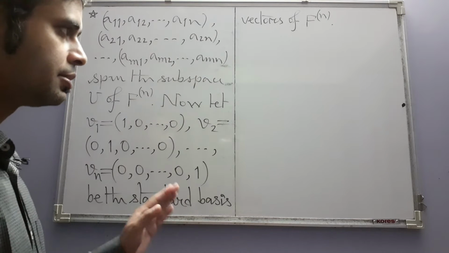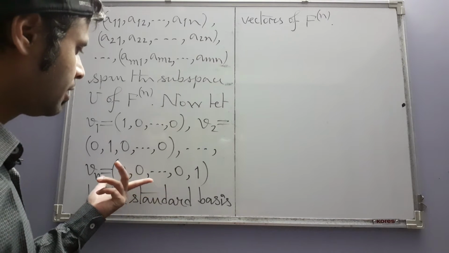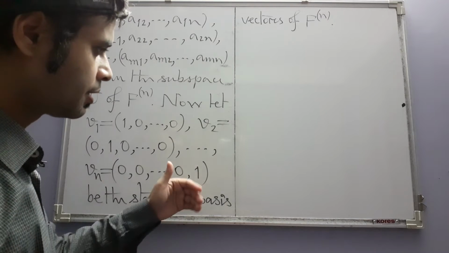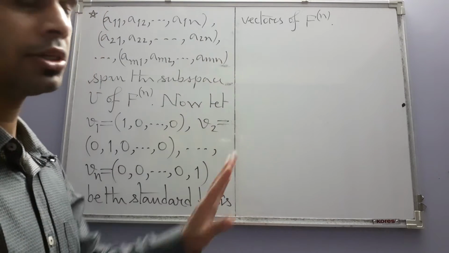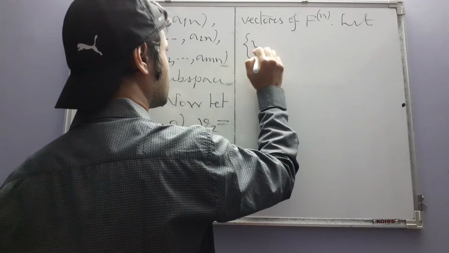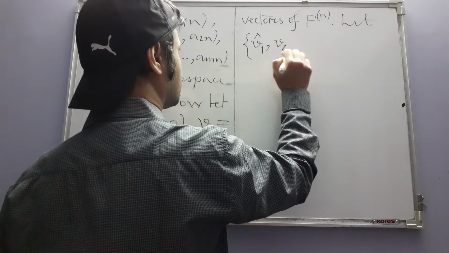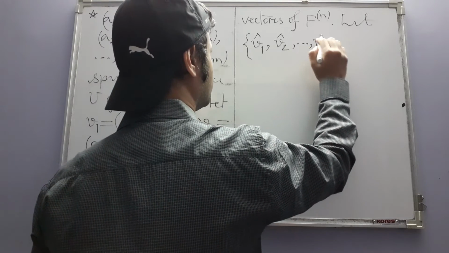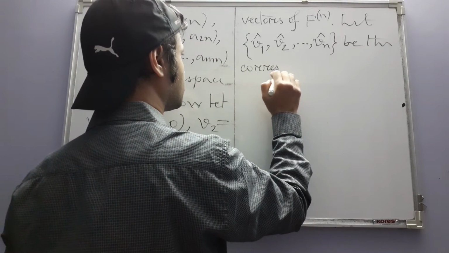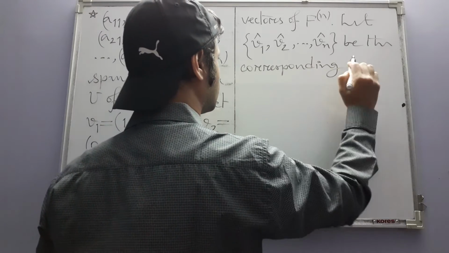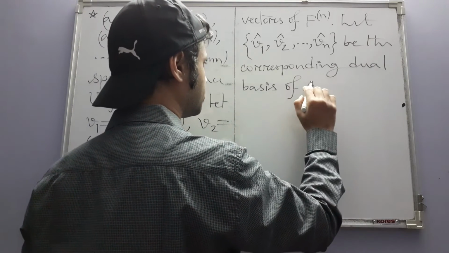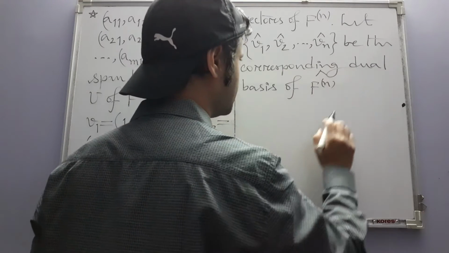Now from what we have already seen in this section, we know that if we are given a basis for a finite dimensional vector space, then there is a corresponding dual basis for the dual space of that vector space. Let v1 hat, v2 hat, vn hat be the corresponding dual basis of the dual space of our vector space, that means Fn hat.